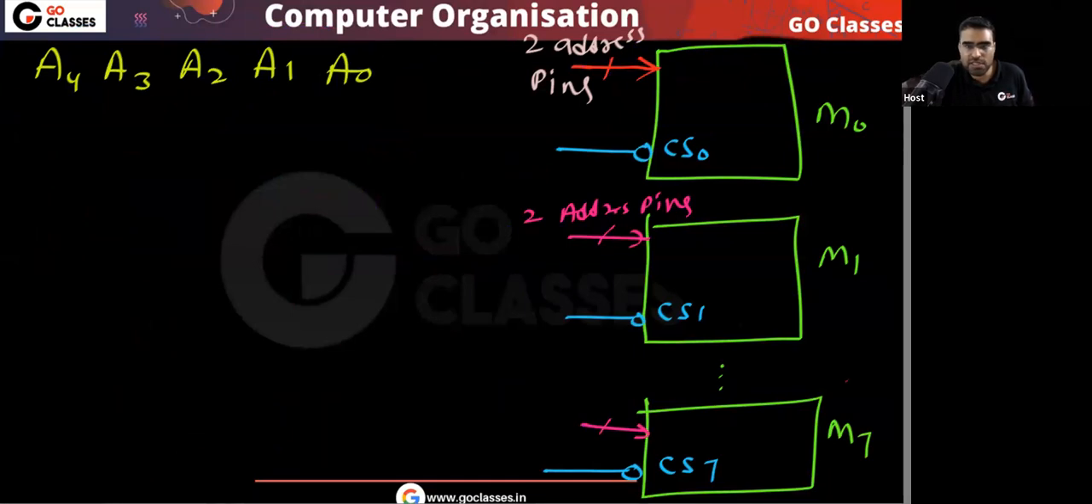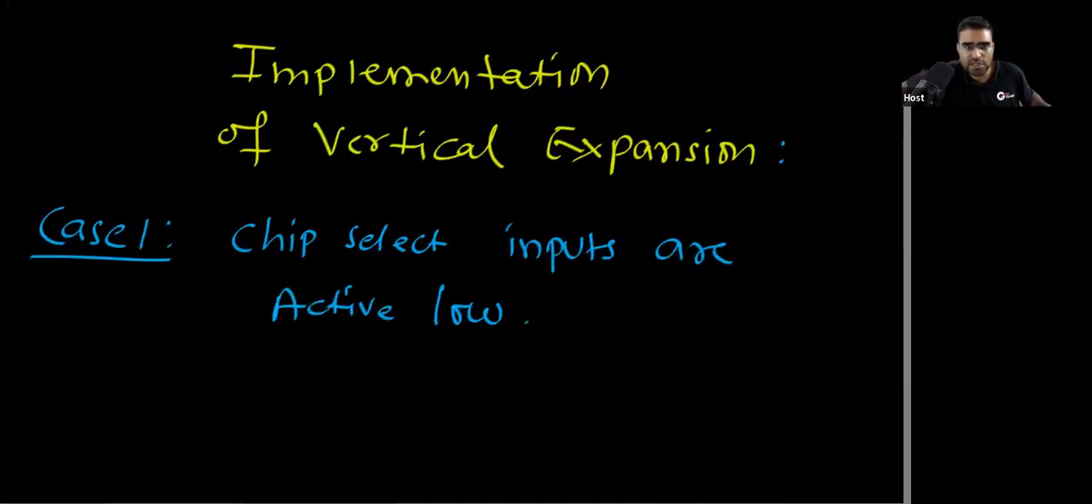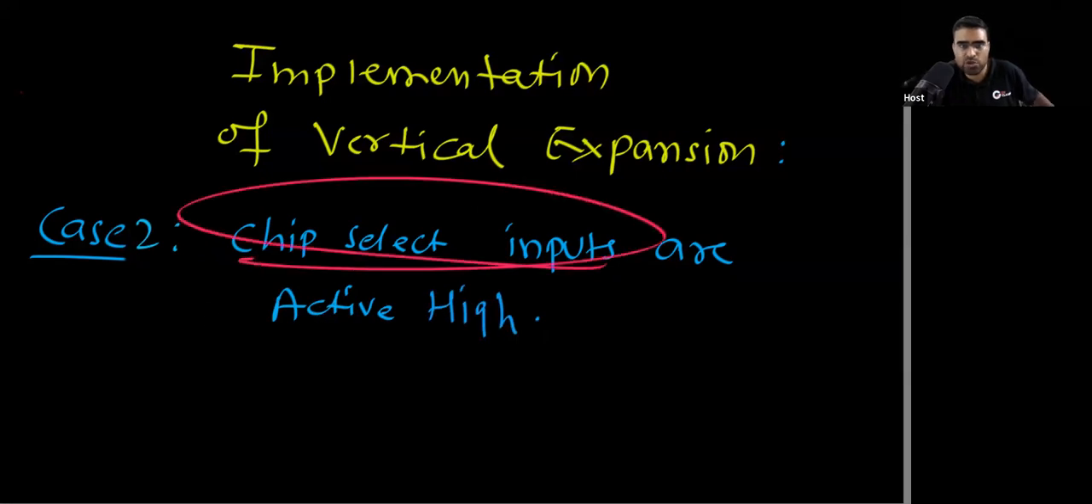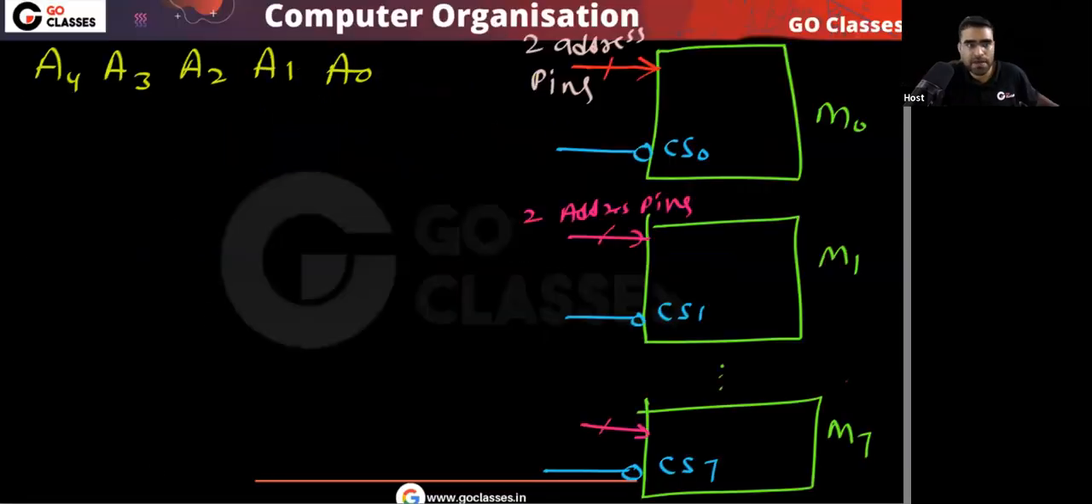Did you understand? Now in this same, one more thing I want to ask, that is, if chip select input is active high, then what will happen? In the GATE exam, if they give you that chip select inputs are active high, now what to do? Let's assume they give you that. Now don't put a bubble, because a bubble indicates active low. Okay, so now don't put a bubble.